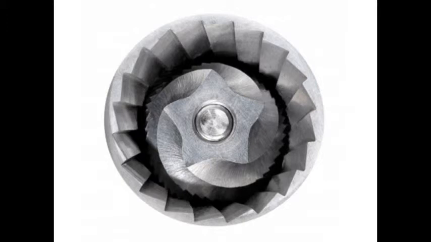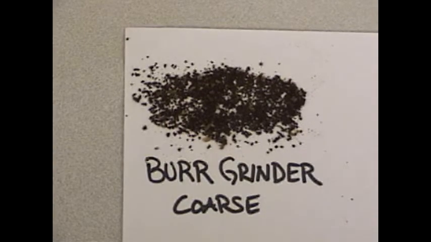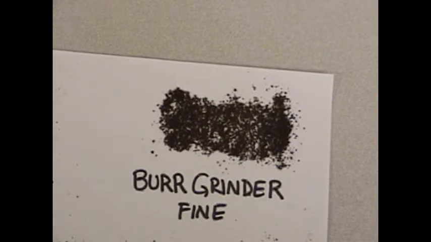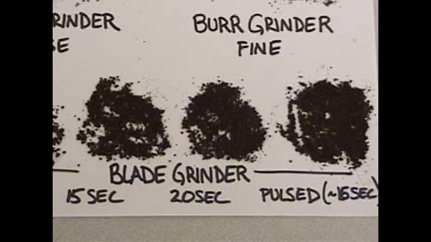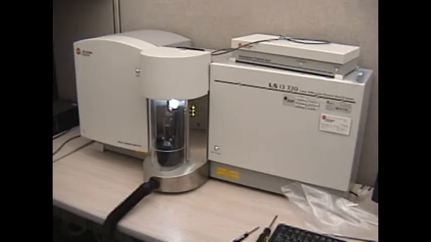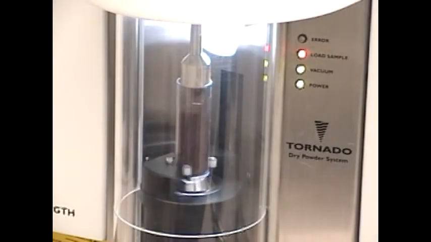For the coffee ground samples, we have burr grinder coarse, burr grinder fine, and for the blade grinder samples, we have 10, 15, and 20 second grinds with a 15 second pulse blade grind. The vacuum runs and then lowers once the vacuum has finished suctioning the sample. The system vacuums the powder and disperses cohesive powders without milling the fragile portions.